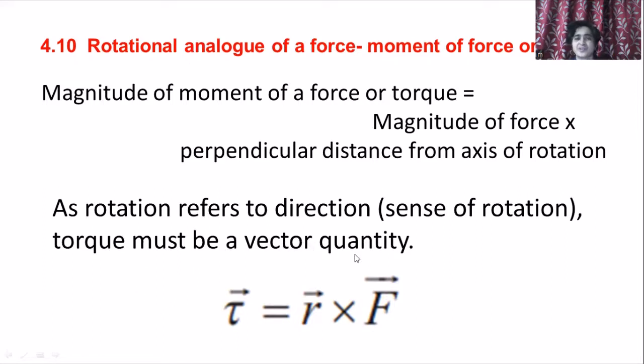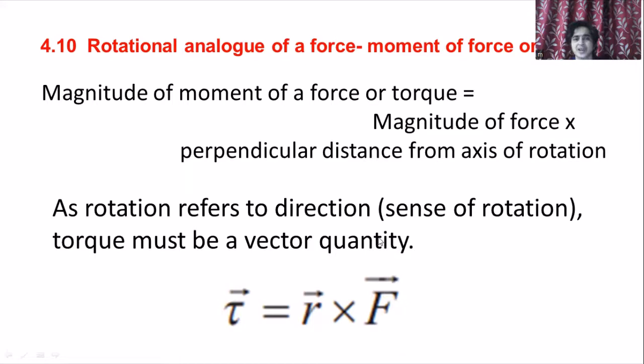So there will be some formula which will be a vector, which will have vector quantities. So this is the formula, magnitude of moment of force. This formula and this formula both are same. But why are we using this tau is equal to r cross f, that we are going to see.